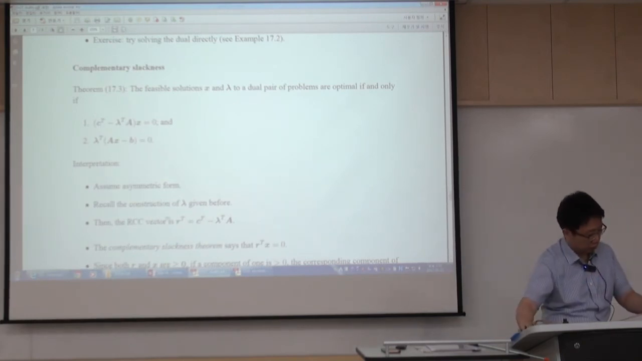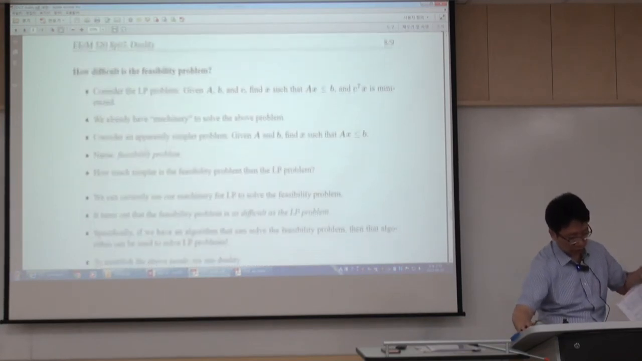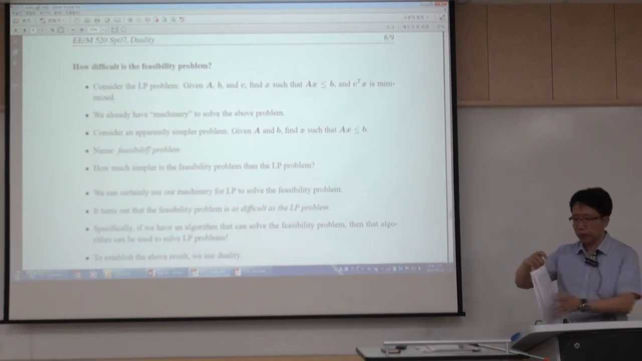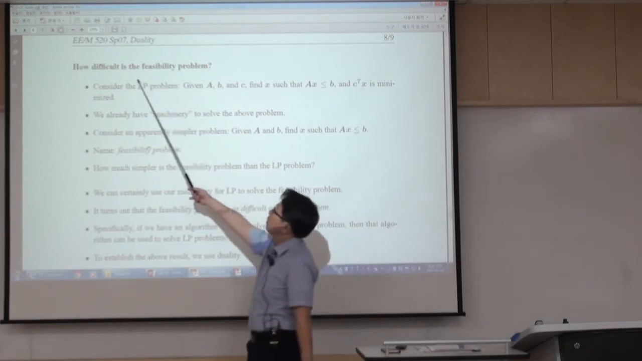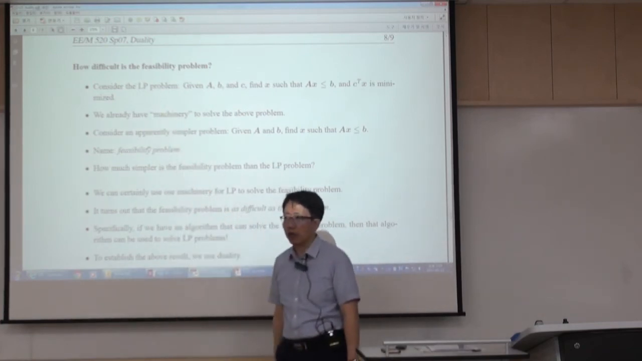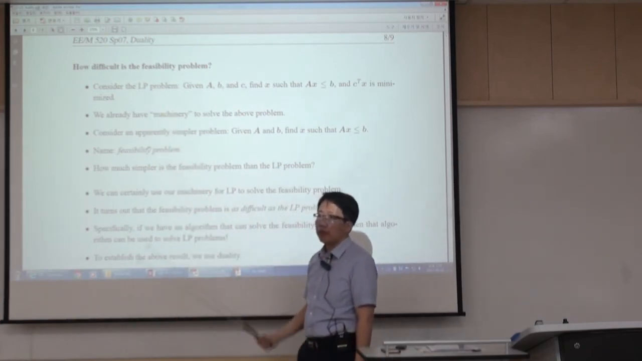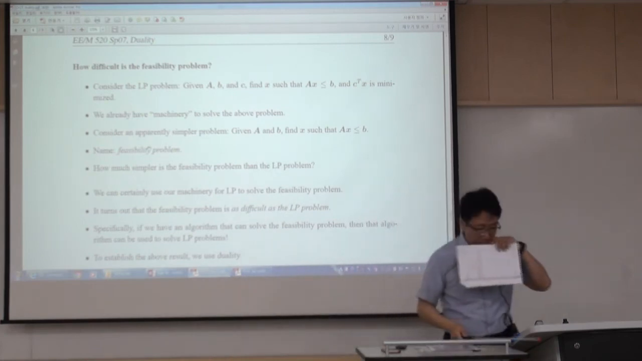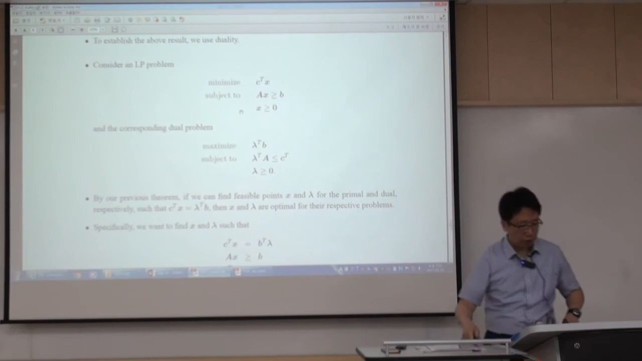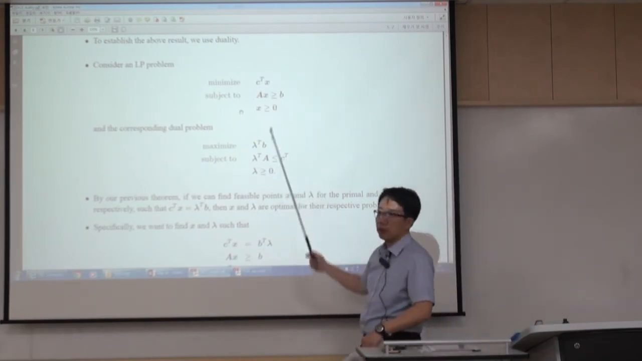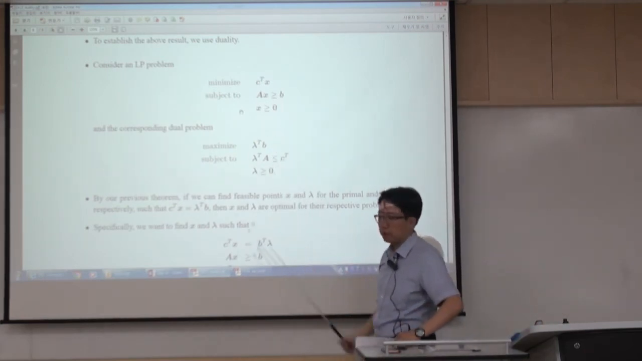So let's move to the next topic. Yeah, this one. Now, the lecture note does not say why suddenly we talk about the feasibility problem here. Anyway, the feasibility problem is related to these two: the symmetric form LP and the symmetric form dual.